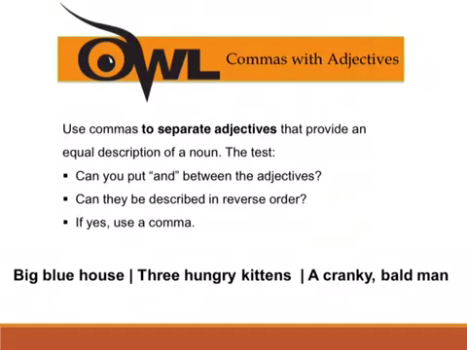So there were 3 hungry kittens. Notice that you wouldn't put a comma between 3 and hungry. You couldn't say 3 and hungry kittens. That wouldn't work. So you would not use a comma. A cranky bald man, you could say a cranky and a bald man. Big blue house, could you say big and blue house? No, so there you don't use commas.